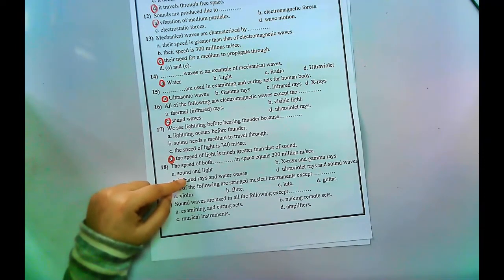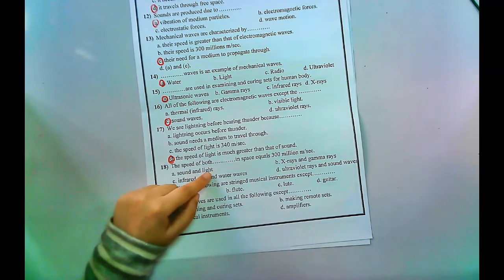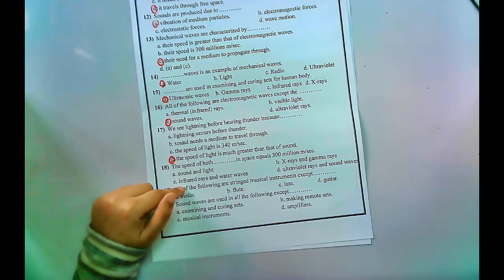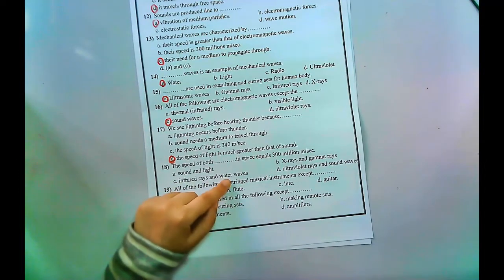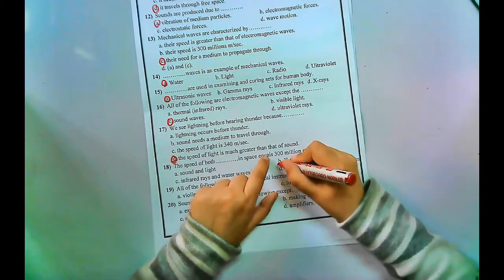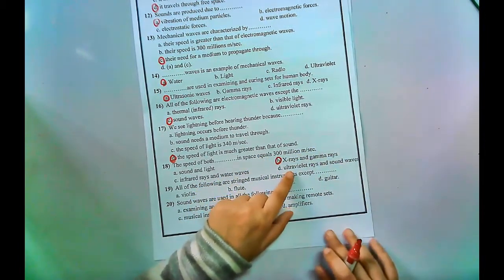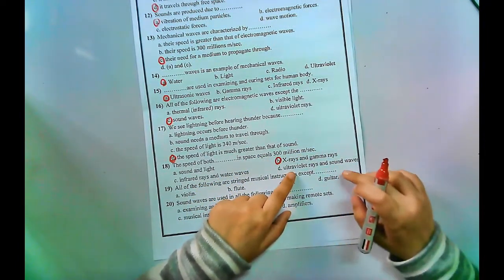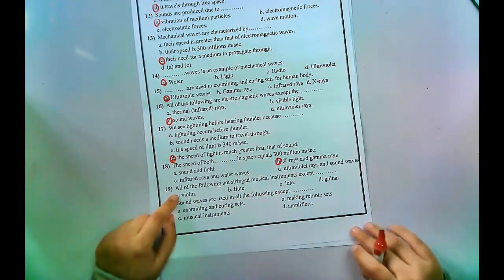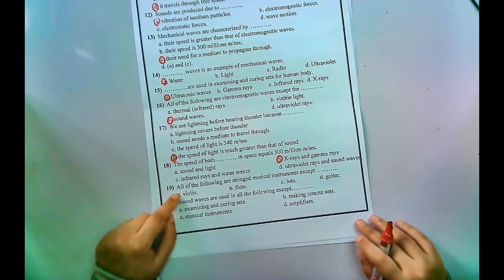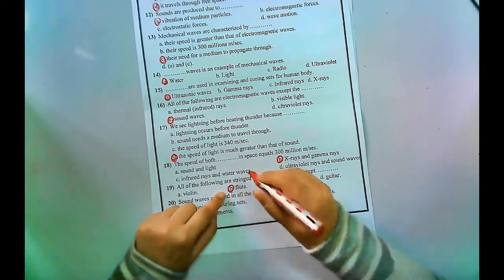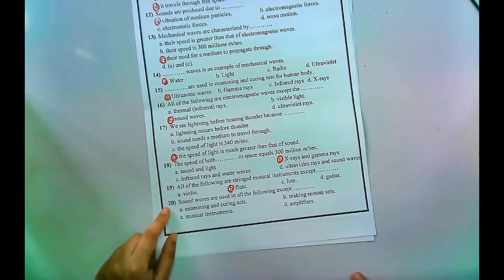Speed of sound and light. Of course light is 300 million, but sound no. Infrared, yes, but water no, it's mechanical. X-ray and gamma ray, yes, because both of them are electromagnetic. Ultraviolet, yes, but sound no, it's mechanical, it's not 300 million. All the following are stringed musical instruments except flute, because it's a pneumatic musical instrument.